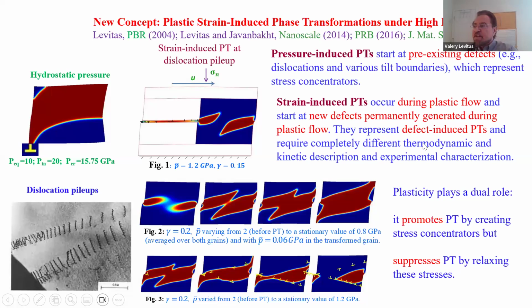So they represent defect-induced phase transformation and require completely different thermodynamic and kinetic description and experimental characterization. The only defect which can produce required strong stress concentrator is dislocation pileups. And we first developed simple analytical approach here, but then spent 10 years to develop a phase field approach to phase transformation, dislocation evolution, their interaction at large strain with various additional conditions.